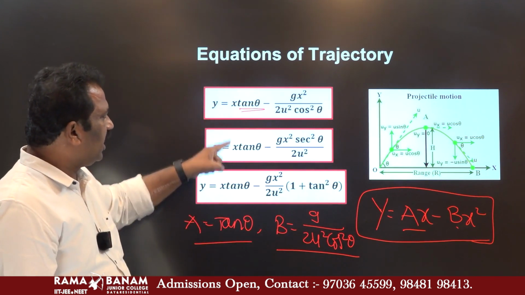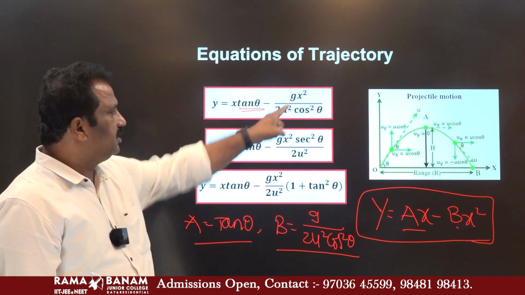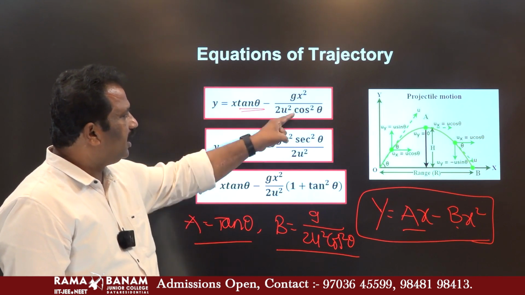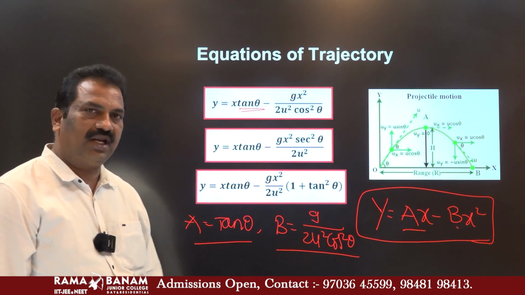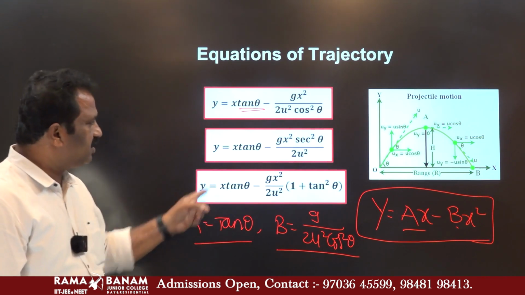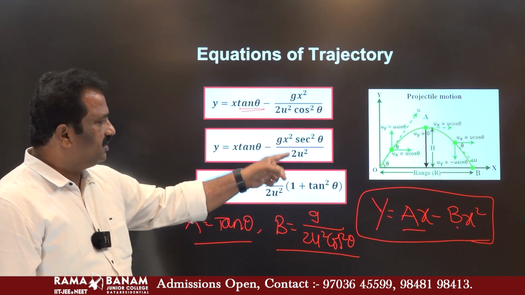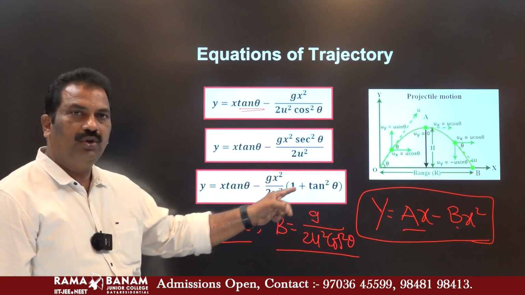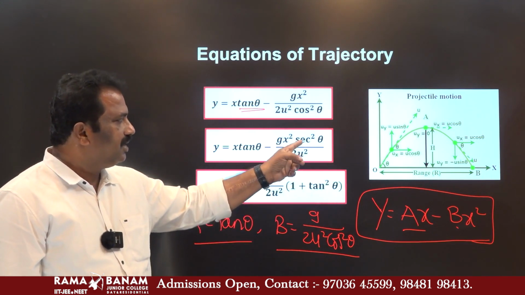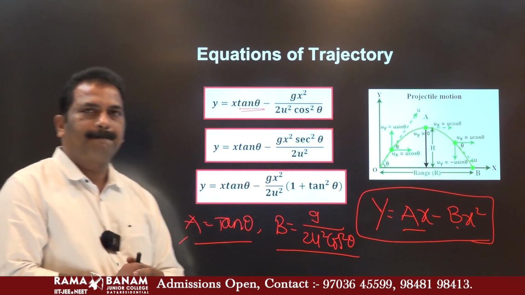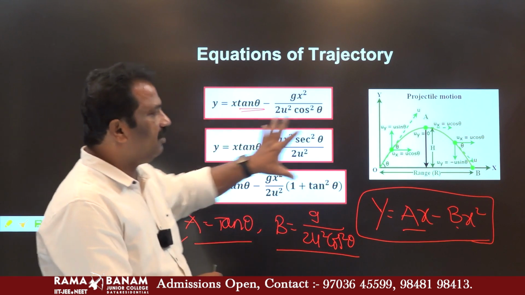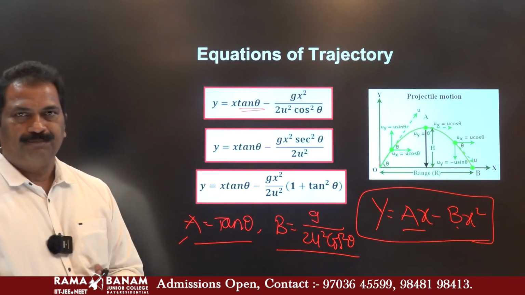Here we can also write y = x tan theta minus g x square by 2u square, and 1 by cos square theta becomes secant square theta. So we can also write y = x tan theta minus g x square by 2u square into (1 plus tan square theta), since secant square theta can also be written as 1 plus tan square theta. So this is about the equation of trajectory.